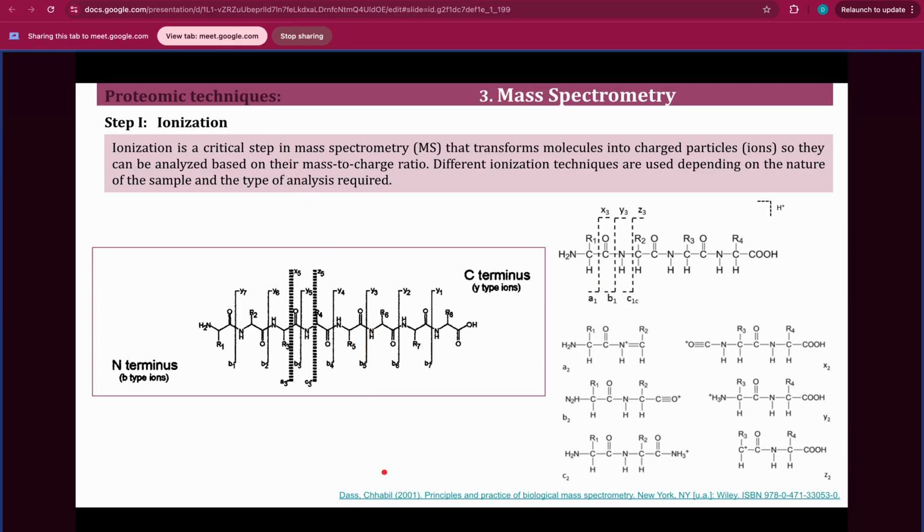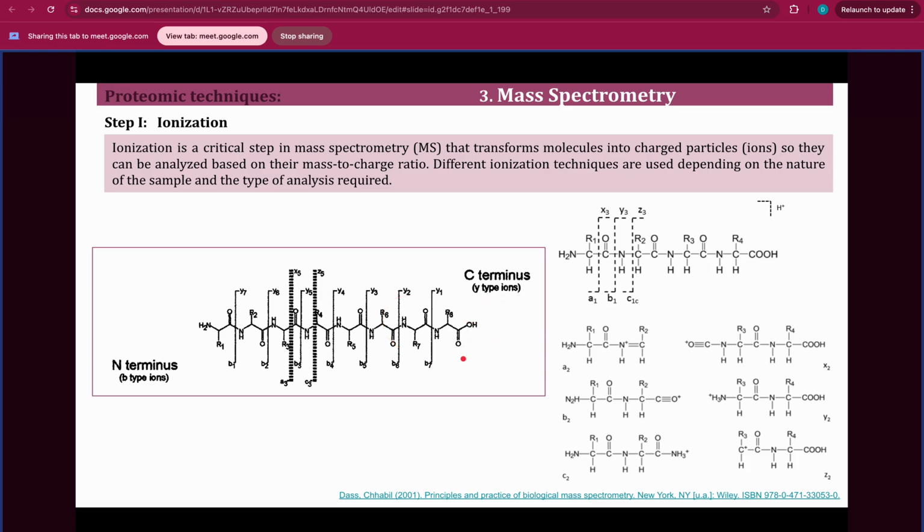So in mass spectrometry, the first step is ionization, in which I have to break my peptides into ions. There are two types of ions which are produced: B type ions and Y type ions. If I study the ions from the N terminal, those are referred to as B type ions, and if I am looking at the ions towards the C terminal, then these are the Y type ions.